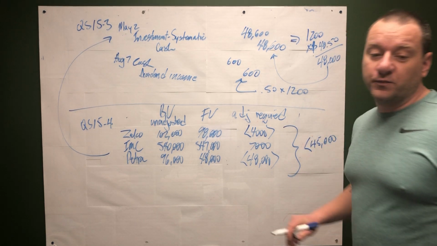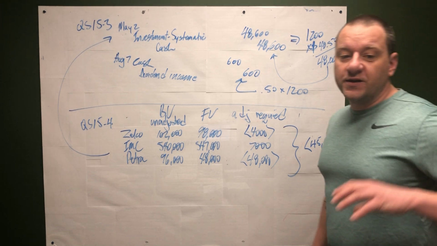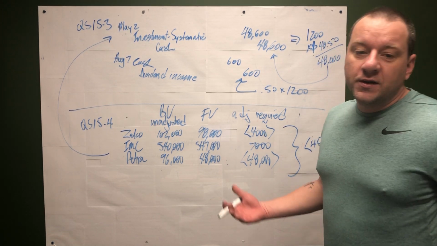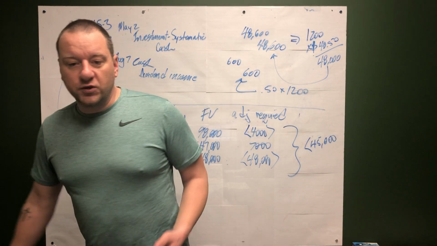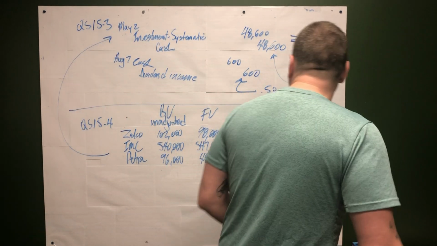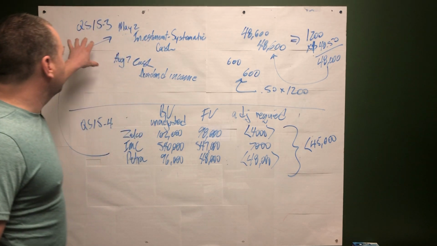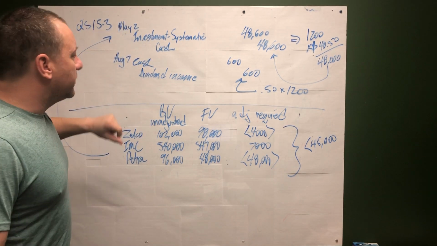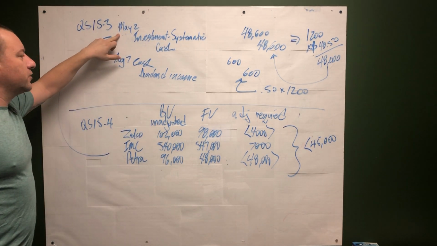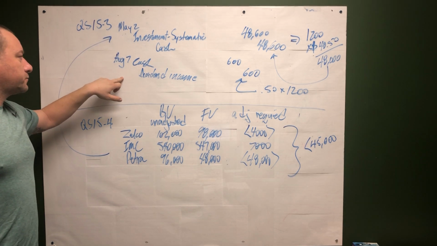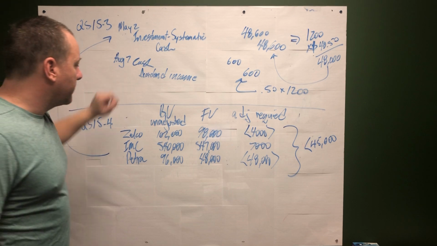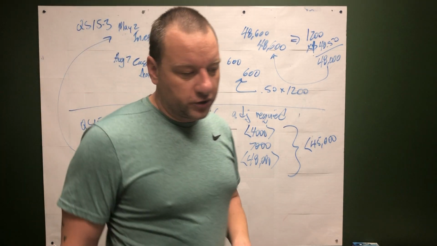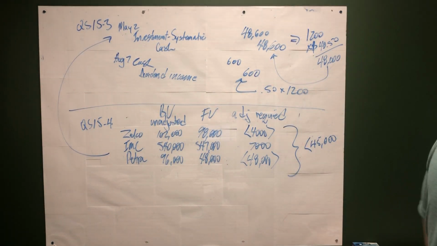You'll see in the textbook, their answer just nets it out. You can do that, it's up to you, but if you're struggling, I would do each one separately. So how is that going to look? I'm going to erase QS 15.3, because if we can do the opening entry and the entry to record the dividend income, our fair value adjustment should be fairly straightforward as well.